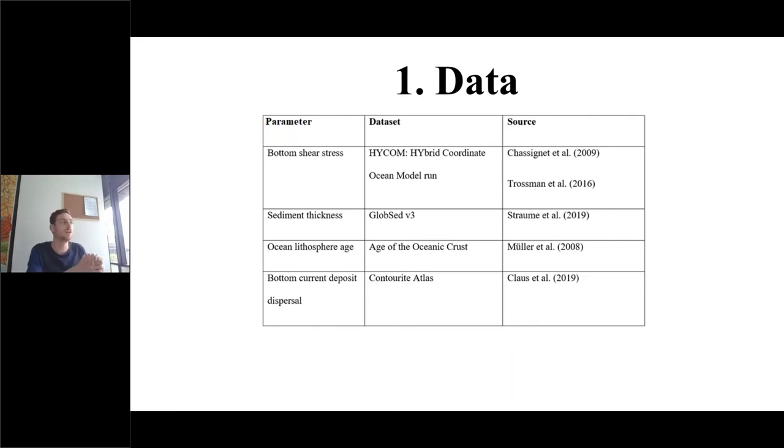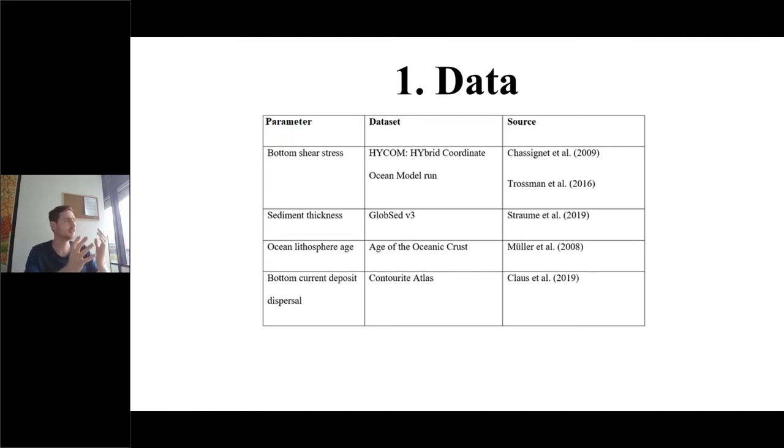So for my prediction model, I use several data sets. The first is a data set from the HYCOM, the Hybrid Coordinate Ocean Model, which is a global circulation model. It's a very, very complicated model. And it is able to predict to quite reasonable accuracy the amount of force that the bottom currents exert on the ocean floor across the entire world, right? So I don't really use the model itself. I use just one model run that has the amount of shear stress exerted by bottom currents across the entire ocean.